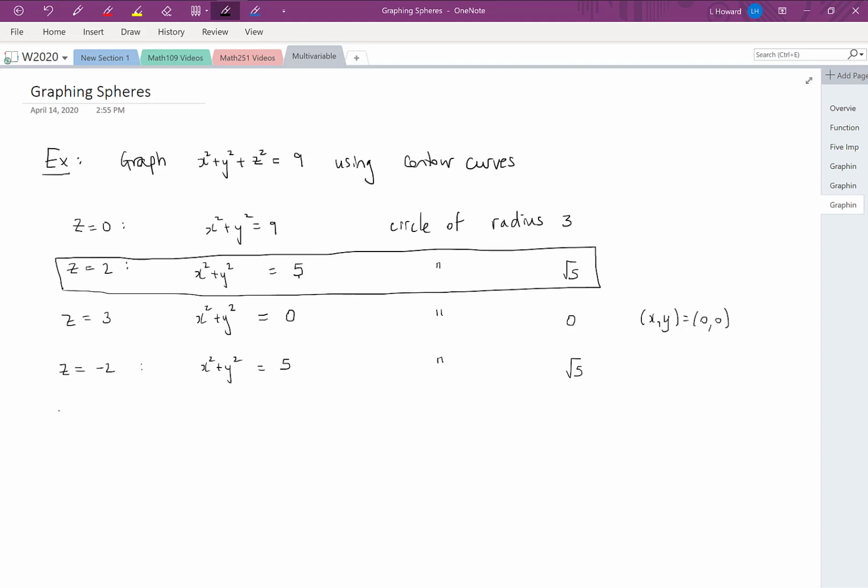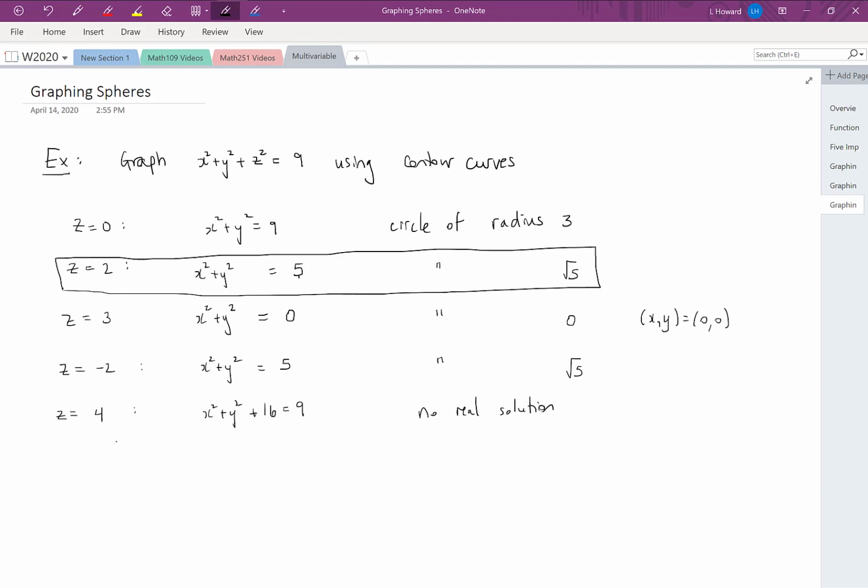Now, you could try taking a z value that's quite large in absolute value, whether it's positive or negative. We could try something like z equals 4. We'd get x squared plus y squared plus 16 equals 9. Or if you simplified that, you'd have x squared plus y squared equals -7. There's no real solution. So there are not going to be any points on our surface if z gets too big in absolute value, whether it's large and positive or large and negative.